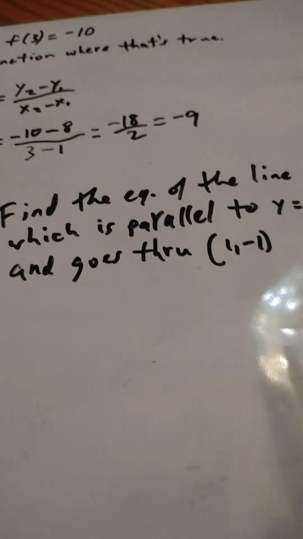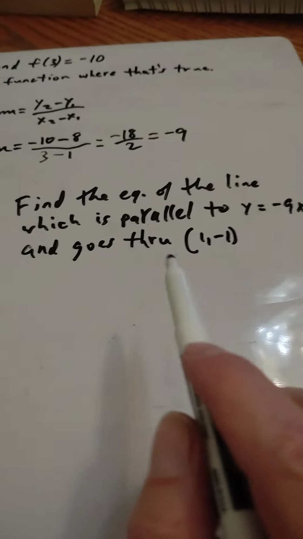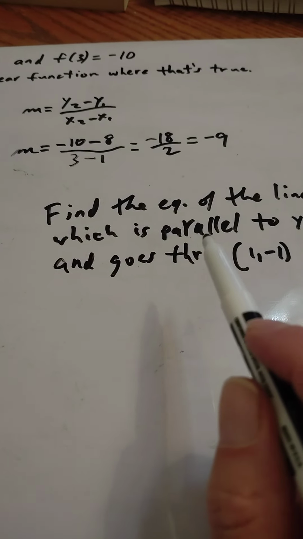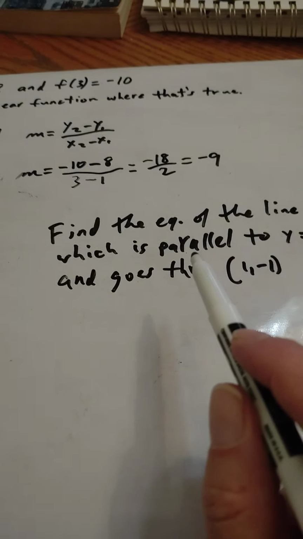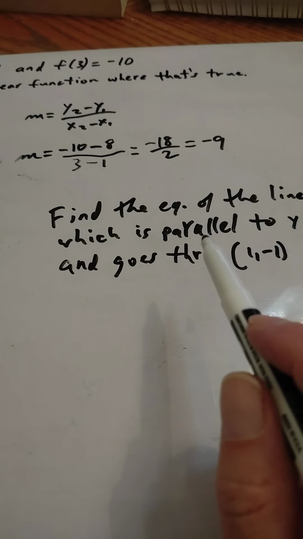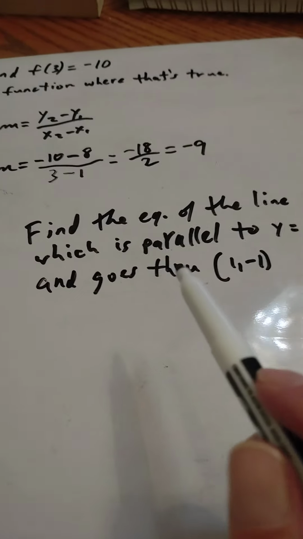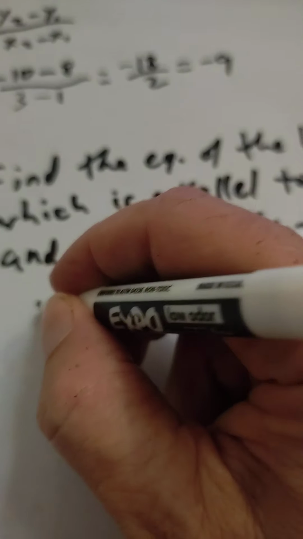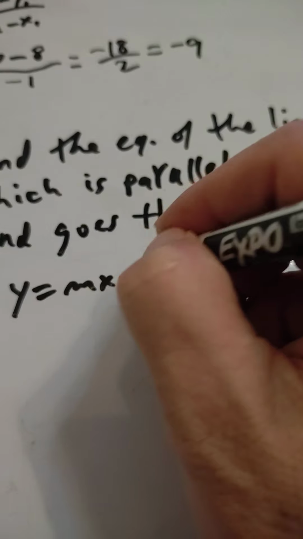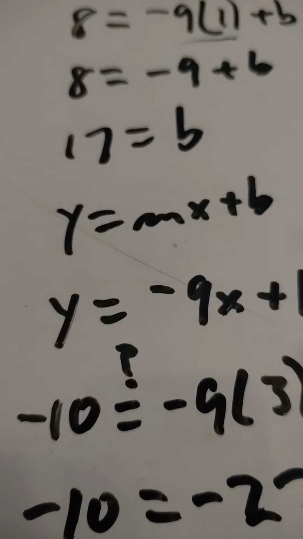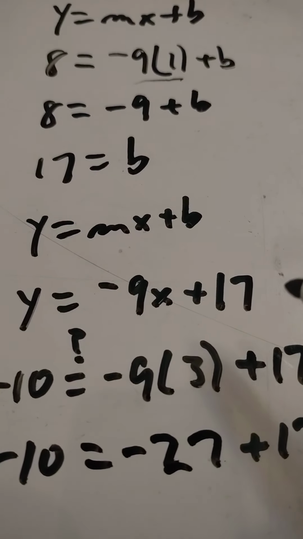Okay, because we need to know how to do this stuff too. So the thing about this problem is we have to know this. If two lines are parallel, they will have the same slope. If two lines have the same slope, they will be parallel. So the converse is true as well. So let's see if we can do this. I'm going to write y equals mx plus b. You know what I'm going to do is draw the given line, y equals -9x plus 17.